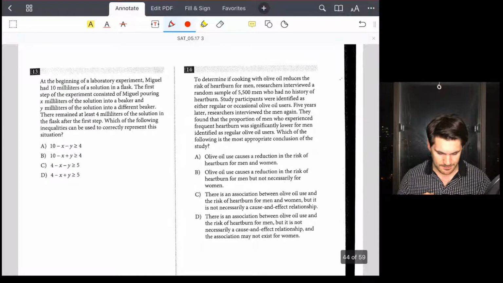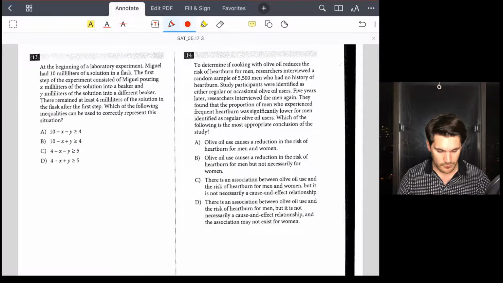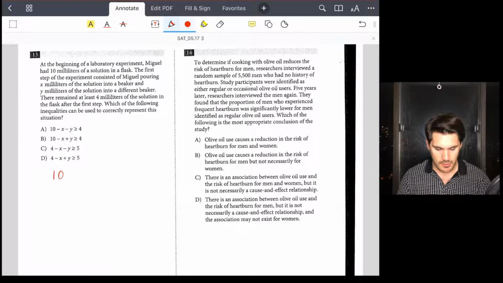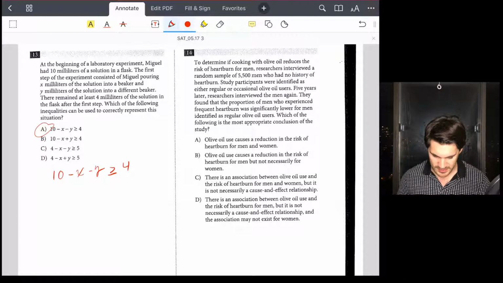Okay, number 13. So we have a situation here. And the question is, which inequality can be used to represent the situation? Well, let's see how we start. We start off with 10. We pour out x. Then we pour out y. And we're left with at least 4. You see how I did that? Which gives us answer choice A. Number 14.